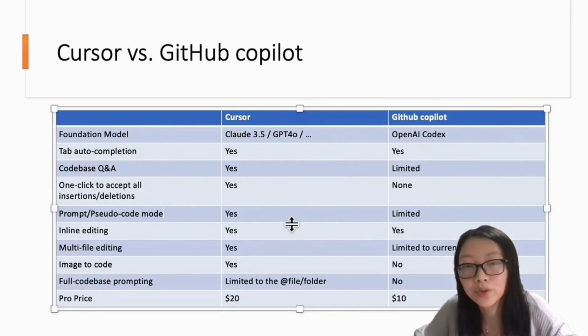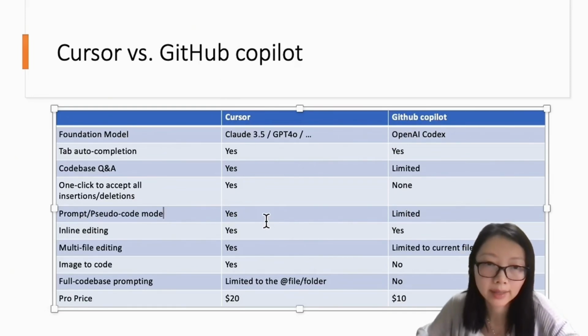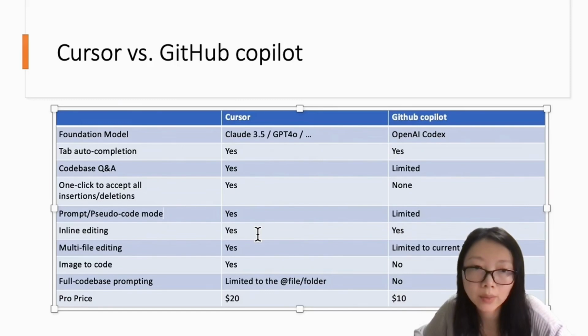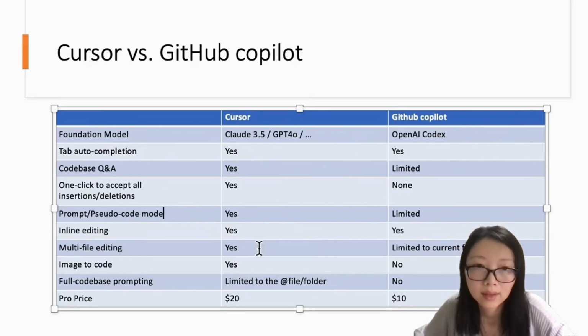Writing prompts and pseudo code to get auto completion, they both can do that. Cursor is powered by Sonnet 3.5, so it's better. Inline editing, definitely yes. You just highlight, right click, and chat with that selected code. Multi-file editing, yes as well. For Cursor, you can add file 1, add file 2. Later in the demo, you can see more in detail.